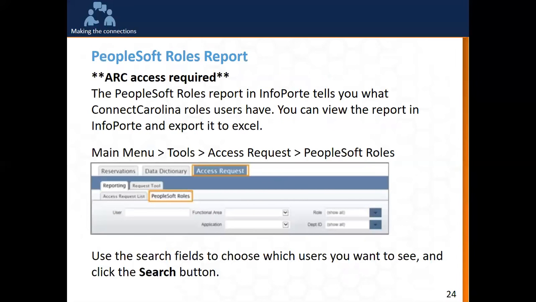Okay, we have a PeopleSoft roles report within InfoPorte. This report is only available to ARCs, action request coordinators, but it's important to walk through it here. The PeopleSoft roles report in InfoPorte can tell you what Connect Carolina roles users have. You can view the report in InfoPorte and you can export it to Excel. So we're showing the menu path within InfoPorte, and you can use the search fields to choose the users that you want to see and click the search button.